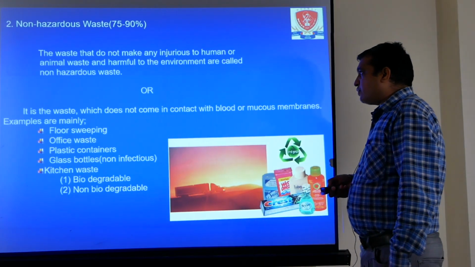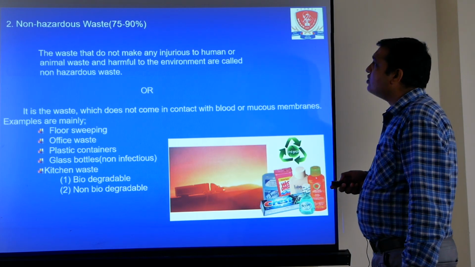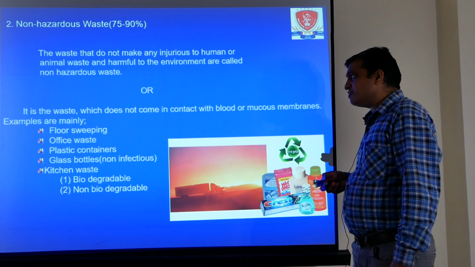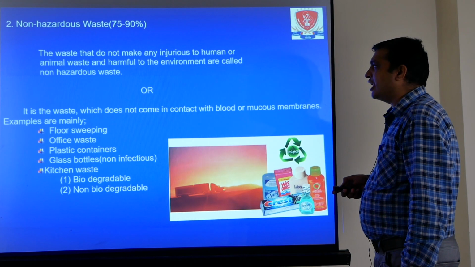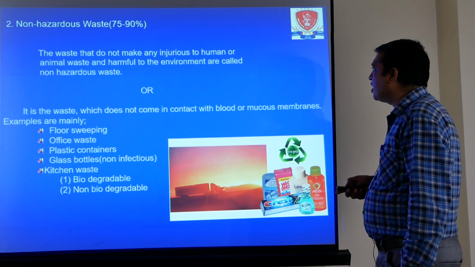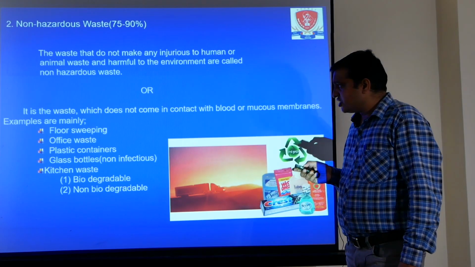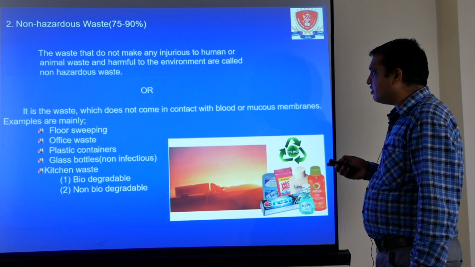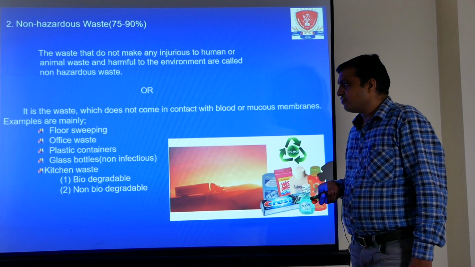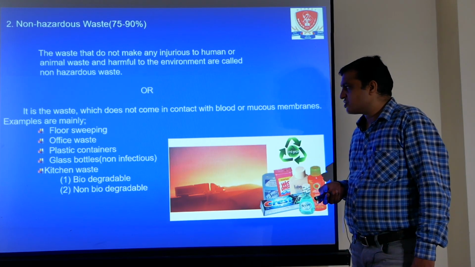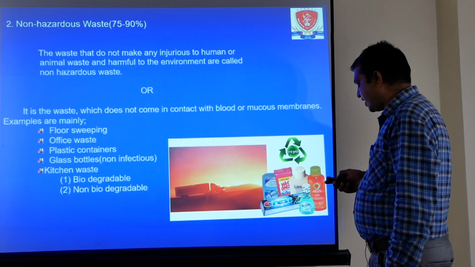The second type is non-hazardous waste, 75 to 90%. Waste that does not cause injury to humans or animals and is not harmful to the environment is called non-hazardous waste, or it is waste which does not come in contact with blood or mucous membranes. Examples are mainly floor sweepings, office waste, plastic containers, glass bottles, kitchen waste, biodegradable and non-biodegradable.